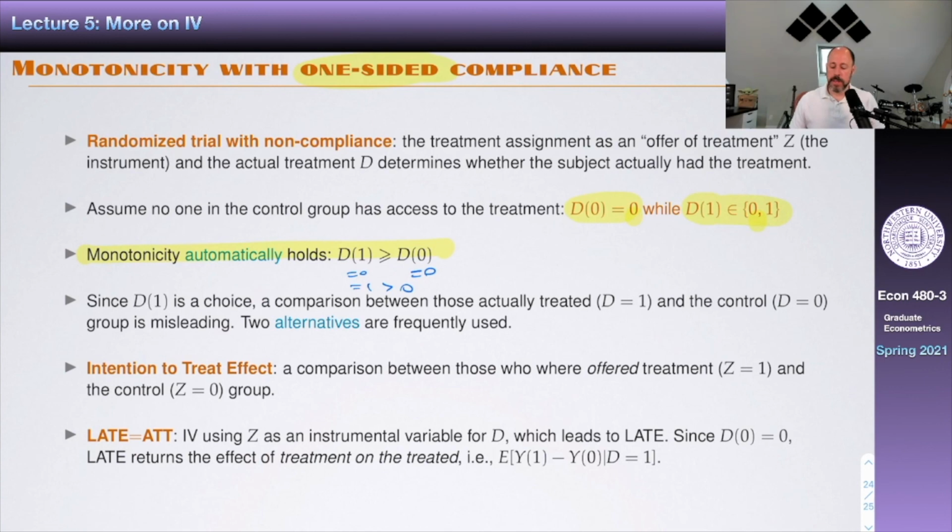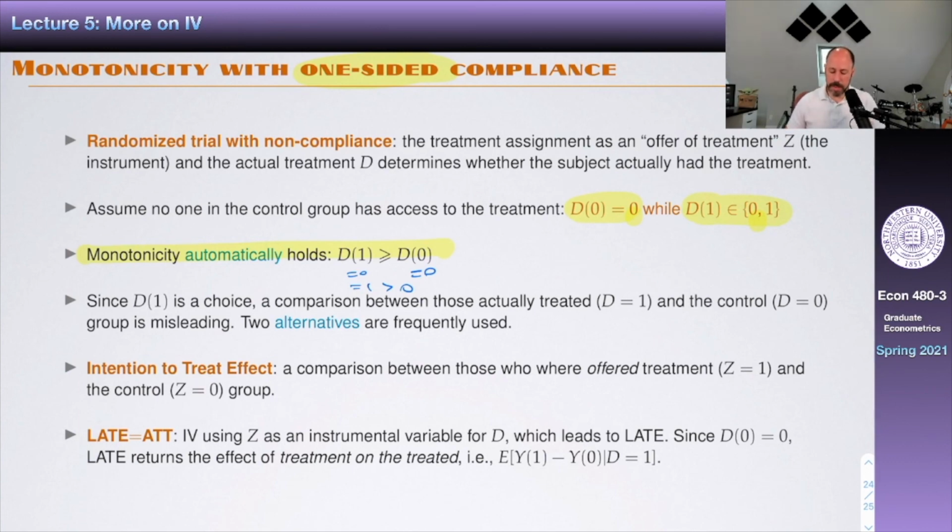Okay? But in this case, even though this is an experiment where things were randomly assigned, D is a choice. And so now simple comparisons of treated and untreated will not give you something like an average treatment effect, as we did in the case where D was randomly assigned. So you have to be careful. There are two common alternatives here that people may use. One is the so-called intention to treat effect. Z here, which is the instrument, is the offer of the treatment. And so you can compare the outcomes of those that were offered the treatment with those that were not offered the treatment.